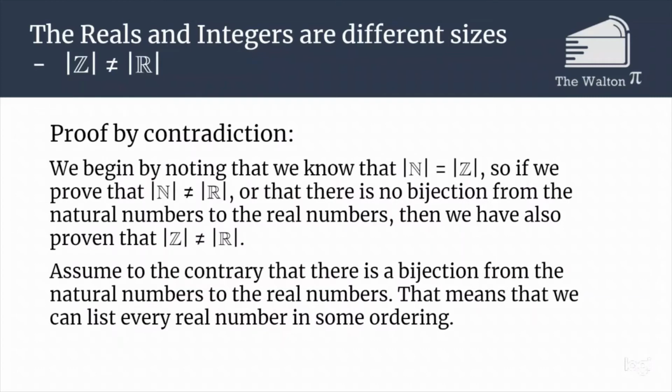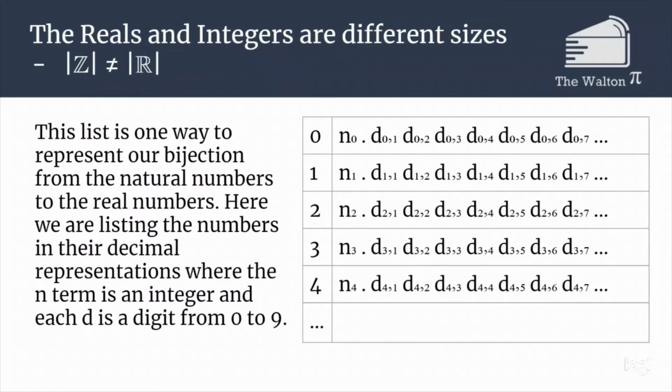So let's say that we've done that. It looks like this. This list is one way to represent our bijection from the natural numbers to the real numbers. So we have a 0th real number, a first real number, a second real number, and so on. Here we are going to be representing each of these numbers in their decimal form. So the n terms are integers, and the d terms are going to be the digits.